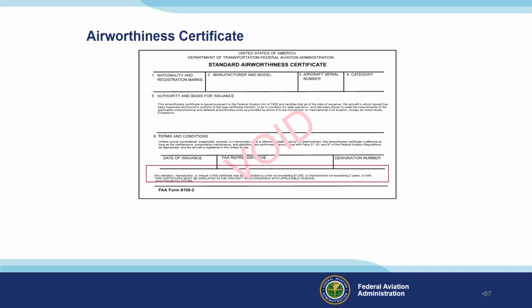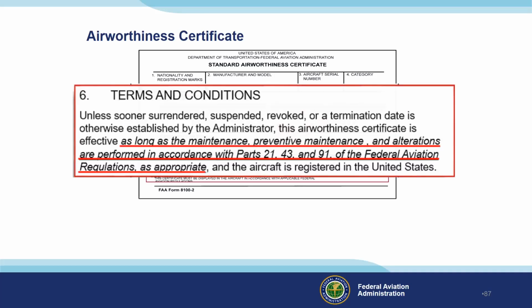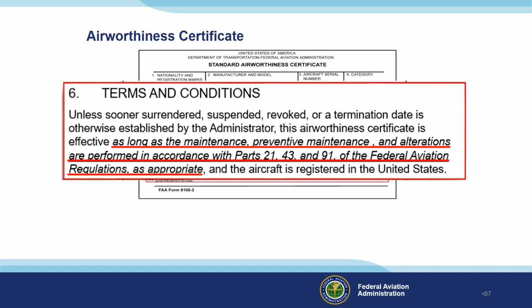So let's look at the airworthiness certificate. There's what block 6 says. The certificate is valid as long as the maintenance, preventative maintenance, and alterations are performed in accordance with Part 21, 43, and 91, and the aircraft is registered.